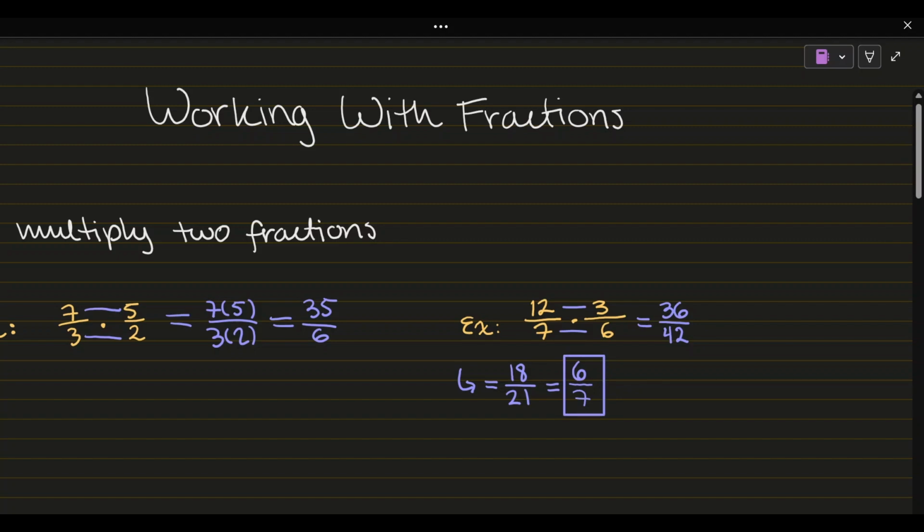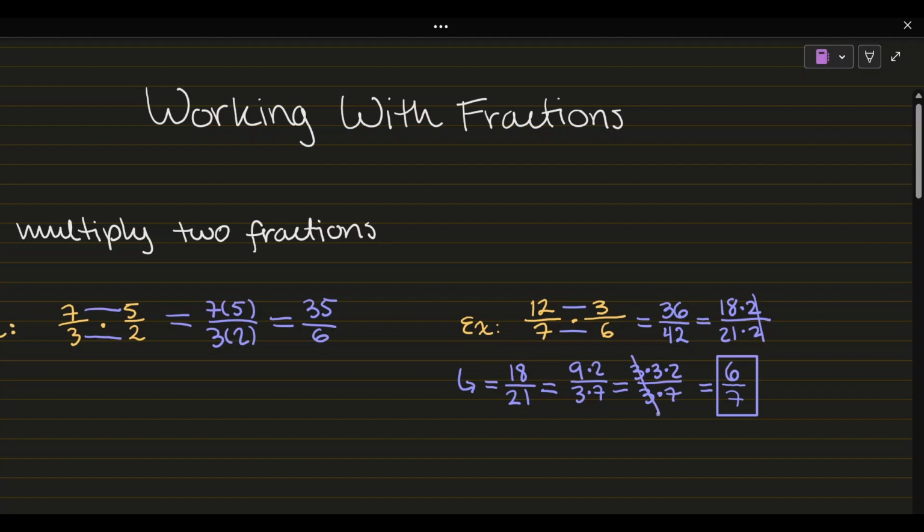Okay? I'll show you one way to think about how I got there. To get from 36 over 42 to 18 over 21, 36 is 18 times 2 and 42 is 21 times 2. These 2's will cancel and I'm left with 18 over 21. 18 is the same as 9 times 2 over 21, which is the same as 3 times 7. And we also know that 9 is the same as 3 times 3. So I have 3 times 3 times 2 over 3 times 7. Those will cancel, and so I have 3 times 2 over 7, which is 6 over 7. So that's another way to think about that.